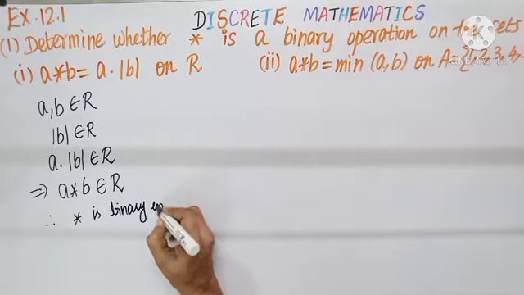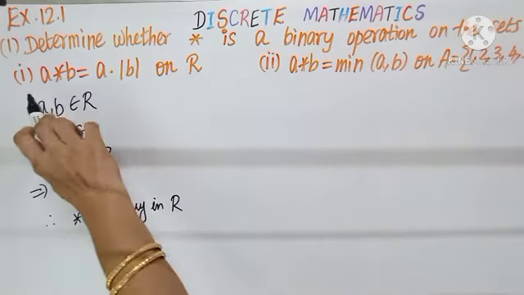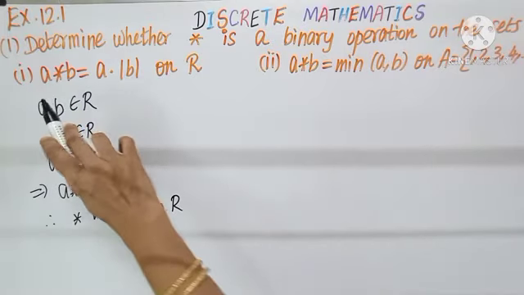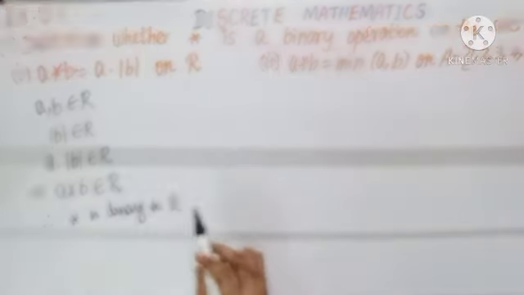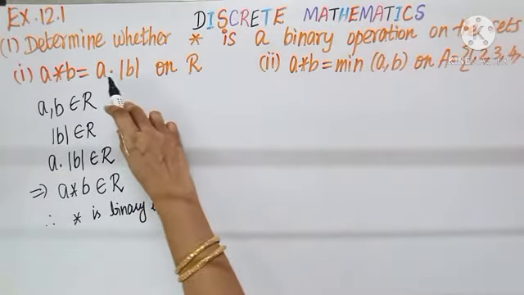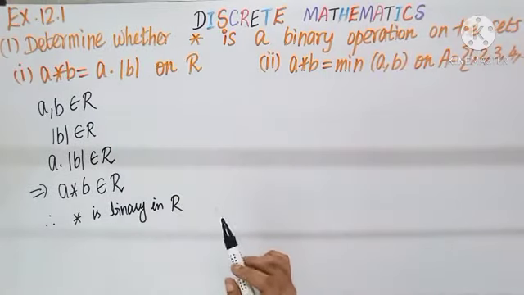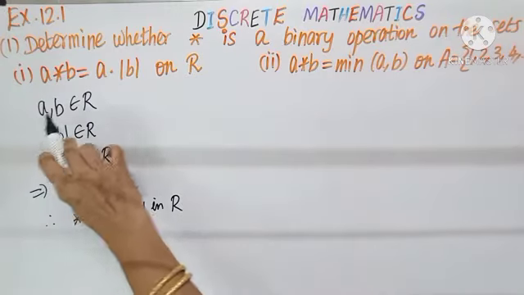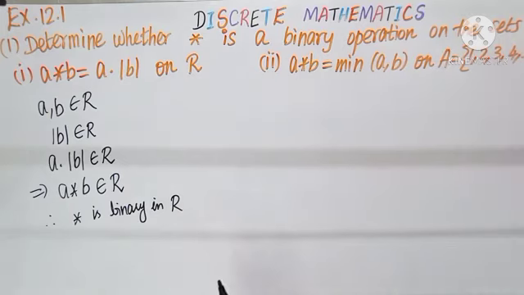So it's a simple process. We just explain the terms. What do you mean by binary operation? For every two elements in R, that answer should be in R. So obviously A dot mod B is in R. Whatever may be A and B value, whenever A, B belong to R, A star B belongs to R, and therefore star is binary in R.